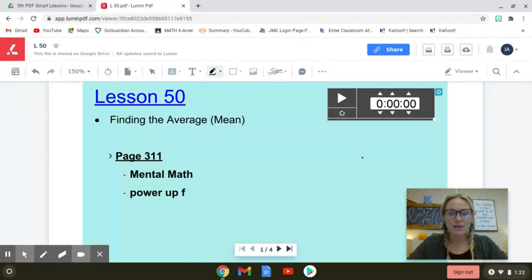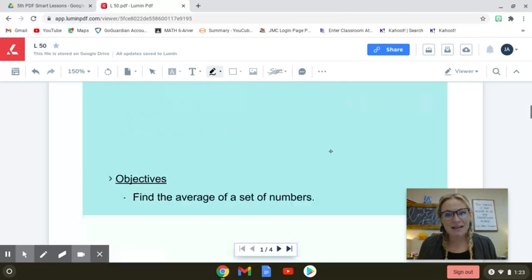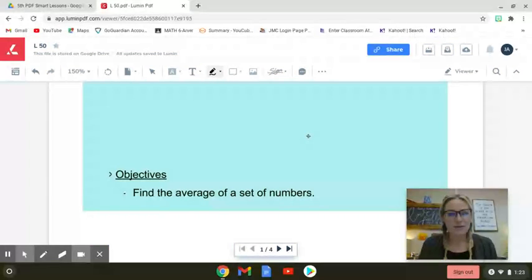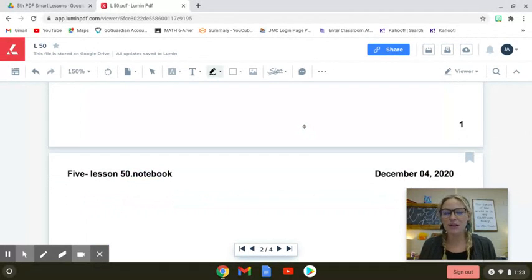An average, of course, we can be talking about any type of set of data. Anytime we're talking about data, I get extra excited. I love data, or you could say data. Both are correct. So the topic for today is finding the average or finding the mean of a set of numbers. And really, that's your learning target today as well, is just to find the average of a set of numbers.